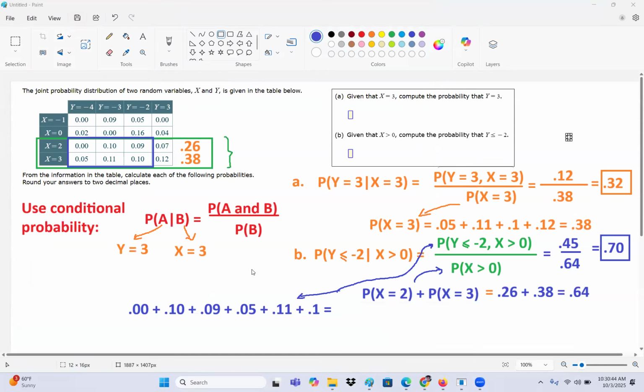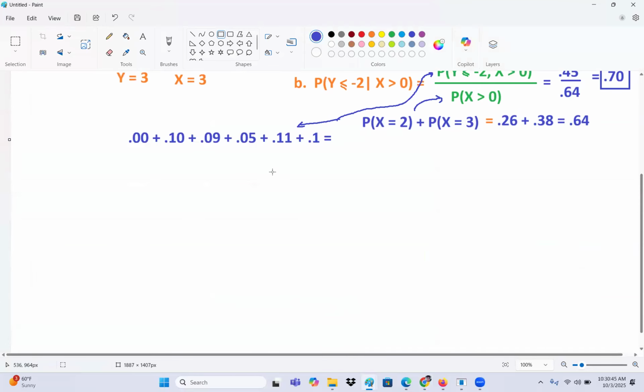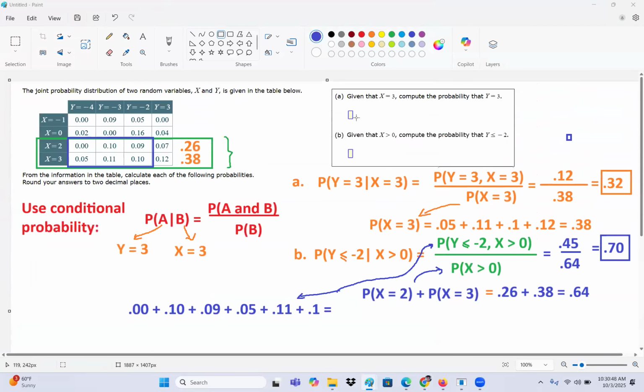All right. Are we good? So you just need to know, let's say P of y equal to 3 given x equal to 3. We just simply take the joint between y equal to 3, x equal to 3, and then we divide it by 138.